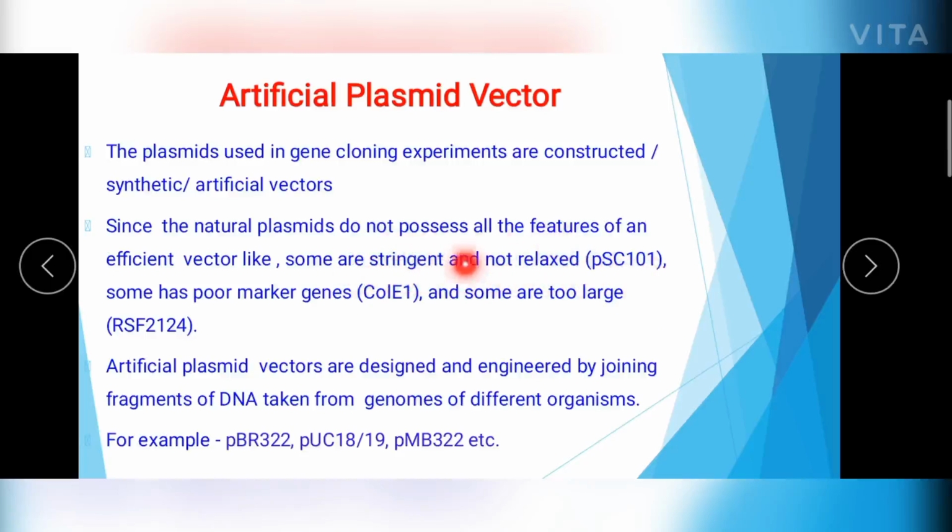The replicon is not relaxed. So if it is there, then you will be getting low copy number. And for example, if you take COL-E1 plasmid, it is having poor marker genes. When marker genes are not there, then it is very difficult to screen the transformed cell.